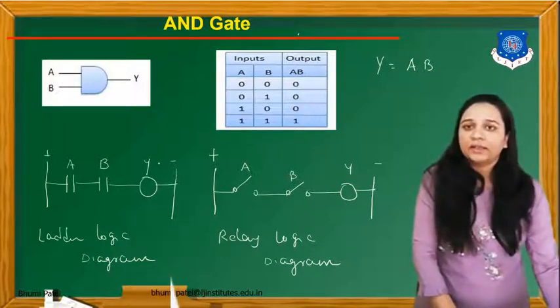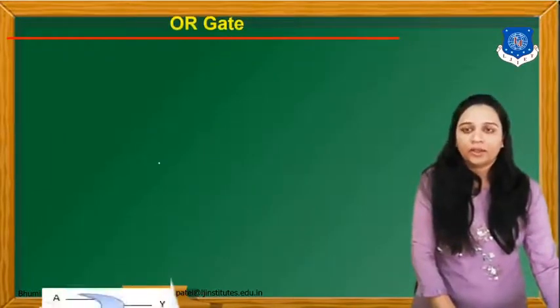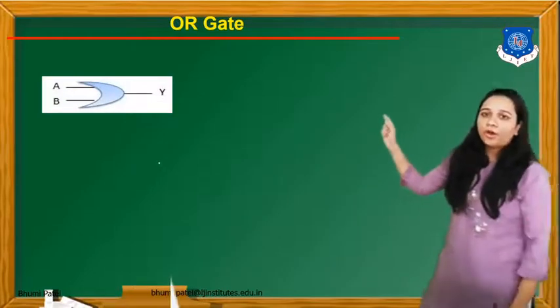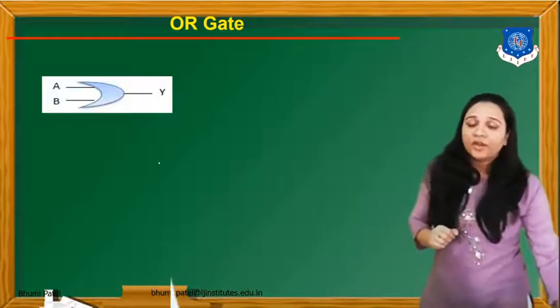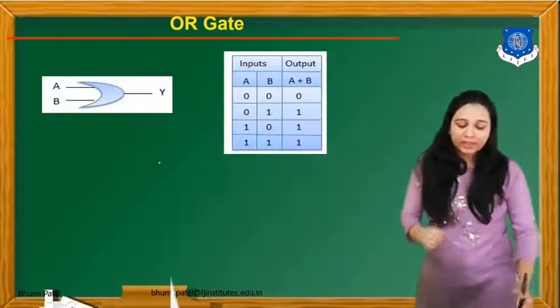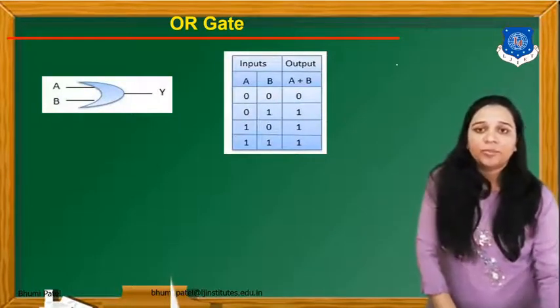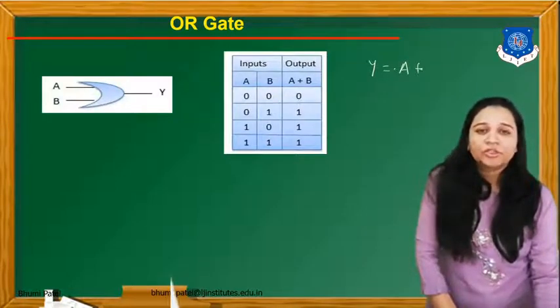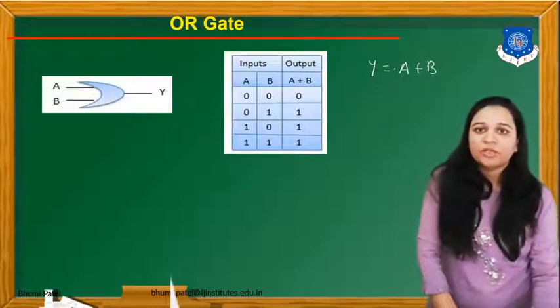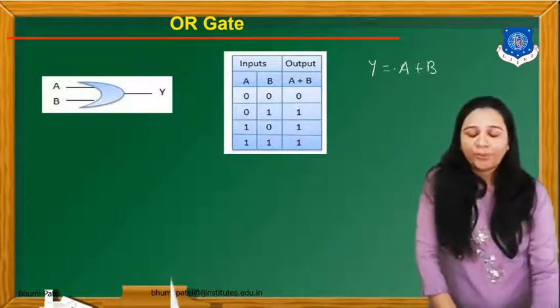Now the next gate is the OR gate. This is the symbol of the OR gate. Inputs A and B are applied, and we can get the output 1. Now what is the equation of the OR gate? The OR gate adds whatever input signals are applied. So Y is equal to A plus B, and in the truth table we put A plus B.